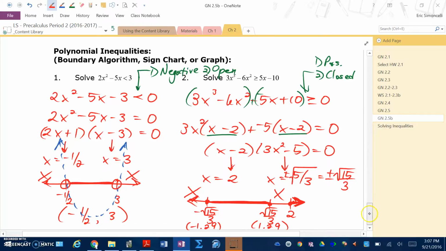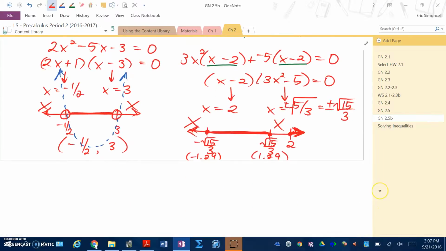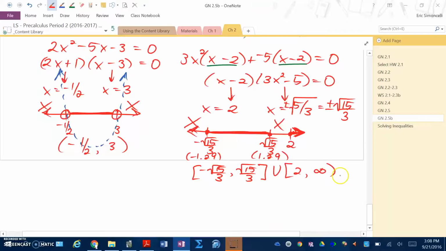When it comes to identifying our final answer, interval notation-wise, it will look something like this. Negative root 15 over 3, comma root 15 over 3. And those both have brackets, because we know that they're closed there. And that's in union with bracket at 2 to infinity. And that's obviously finished off with the parentheses.